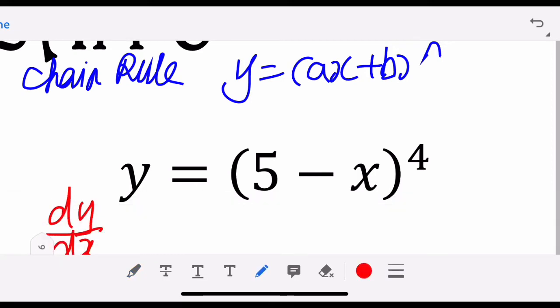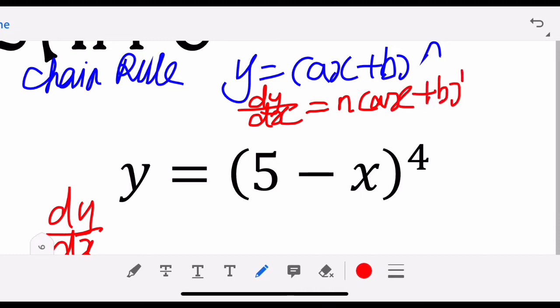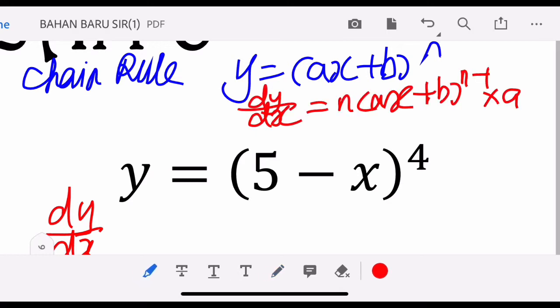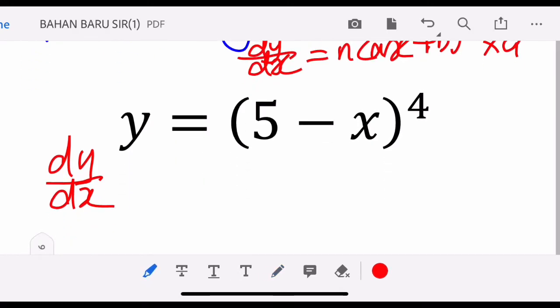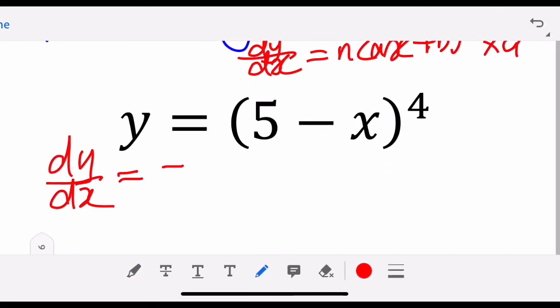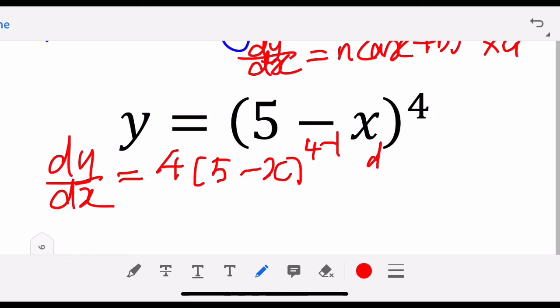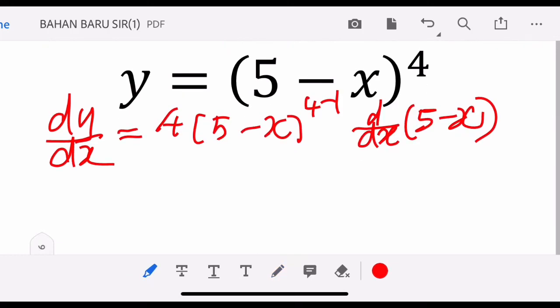So you must know that when you do dy/dx for the chain rule, you have to bring down the n times (ax plus b) power n minus 1, and don't forget you have to differentiate ax plus b, and you will get a, right? So now I'm using the chain rule: 4 times (5 minus x) power 4 minus 1, and then I have to differentiate 5 minus x. So that is so-called the chain rule.